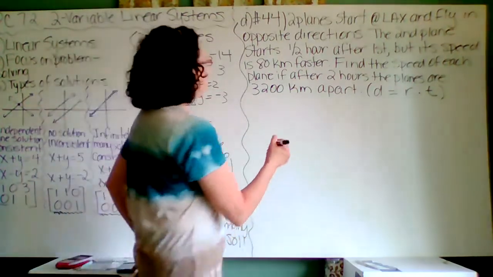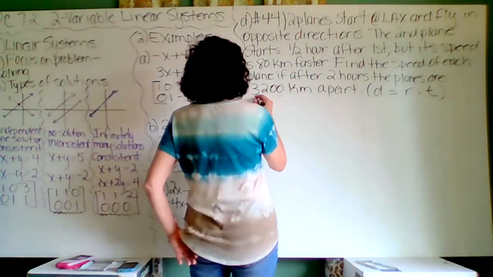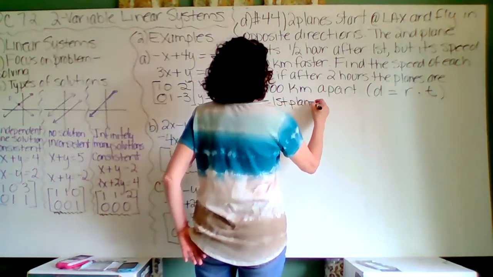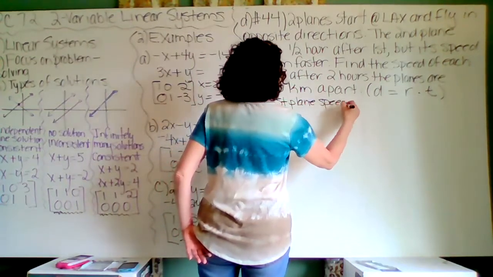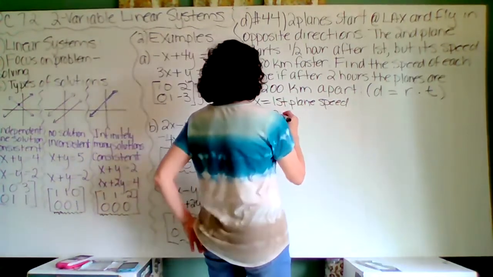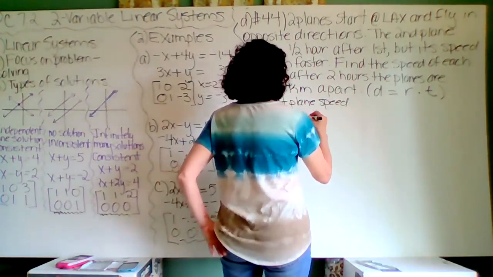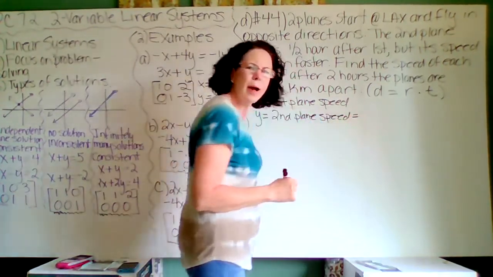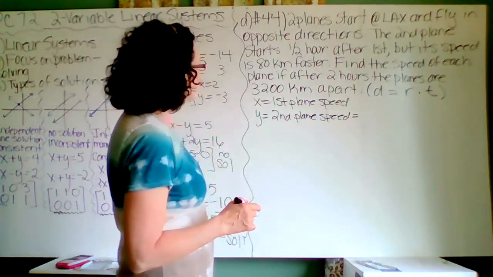So notice, I think I'll make a list here. I'm going to make X my first plane speed. And I'm going to make Y the second plane speed. But notice, I don't really need that, do I? Do I really need a second variable?